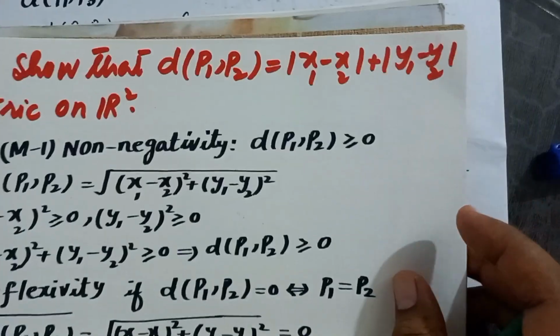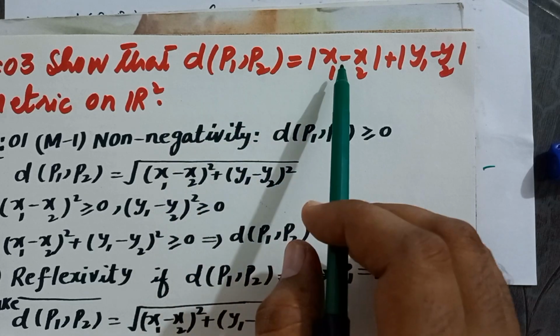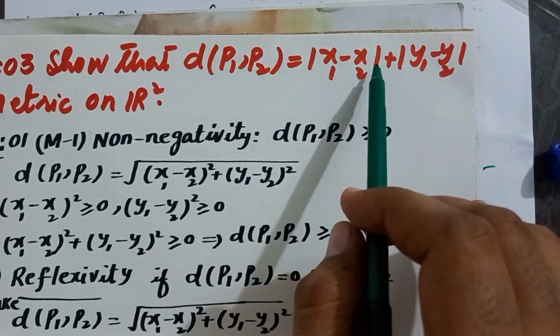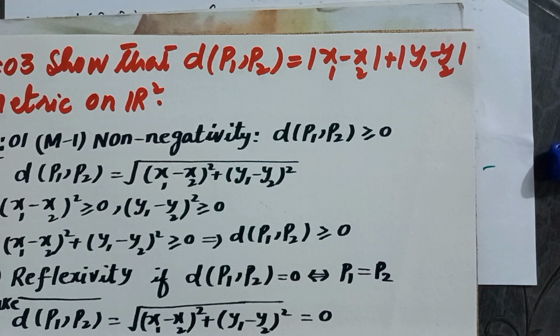The third problem is similar to problem number 2. Here this is the sum of two absolute values. This is the same as problem number 2. I hope you can do this.